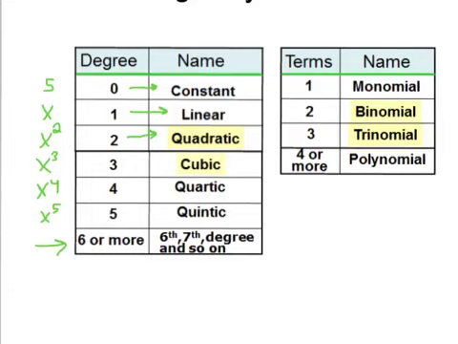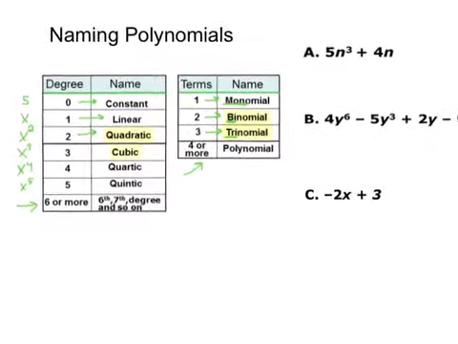And then in addition to the degree name, we would name these by the number of terms. So monomial, which we talked about, remember the mono means 1. If there are 2 terms, we call it a binomial. Bi means 2. Think about a bicycle, 2 wheels. 3 is a trinomial, like a triangle, 3 sides. And then again, once we get up to 4, we don't worry about a specific name, we just call these all polynomials.